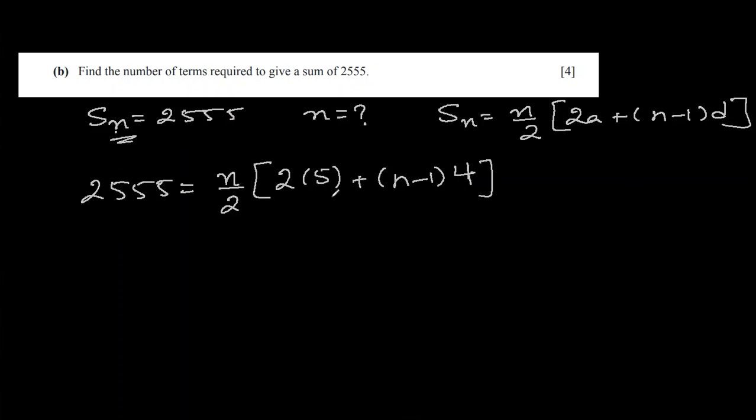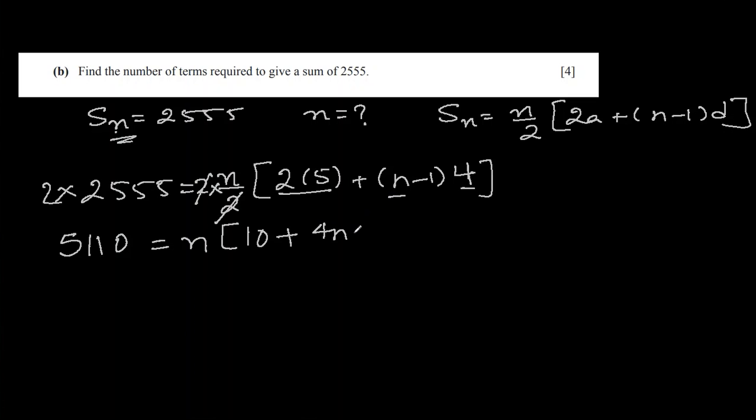So n is the only unknown part here. We can simplify this. First of all, we'll get rid of this 2, multiply both sides by 2, so that this 2 is cancelled out. So it comes out to be 5,110, double of 2,555, equal to n, this is 10, plus n minus 1, 4. So let's multiply 4 with n. It gives us 4n minus 4. So 10 minus 4 is 6.